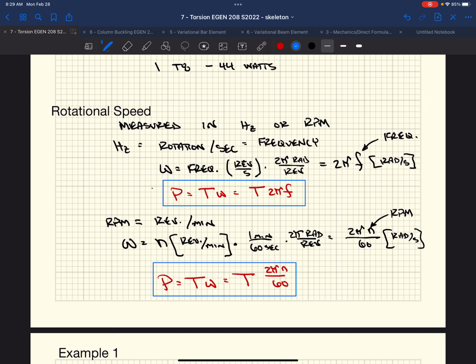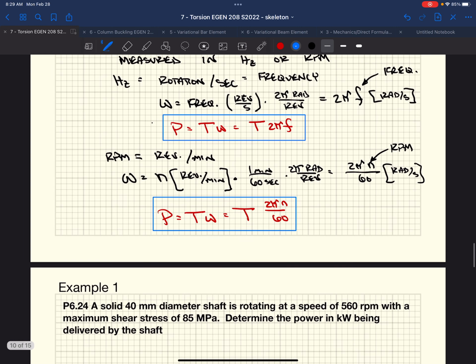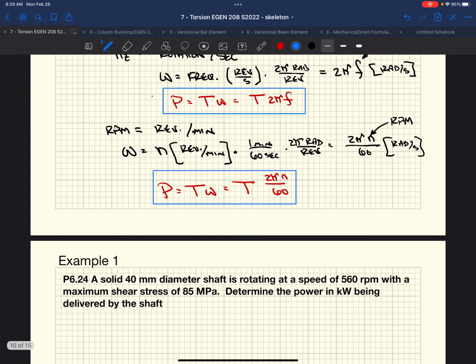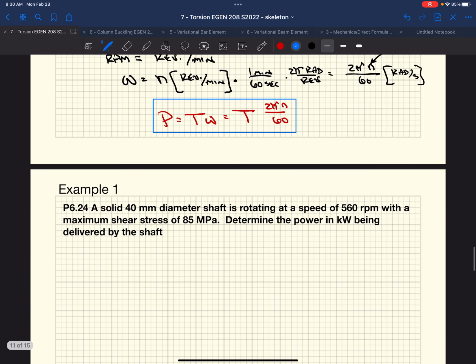So those are our 2 big power equations, okay? So let's work through implementing these. In this case, we have a solid 40 millimeter diameter shaft. It's rotating at 560 RPM with a maximum allowable shear stress in that shaft. Well, at this rotation and the amount of torque provided, it has a maximum shear stress of 85 megapascals. So they want us to determine what's the power being delivered by the shaft, okay?